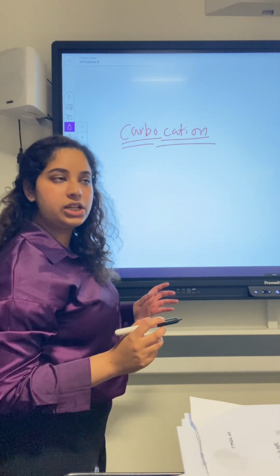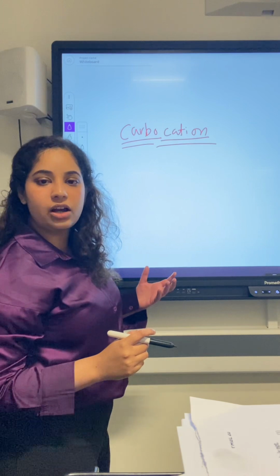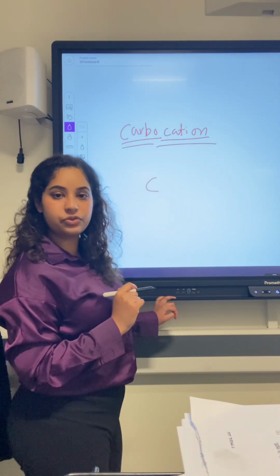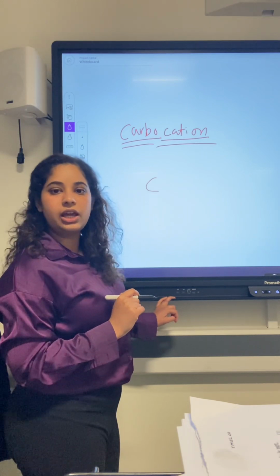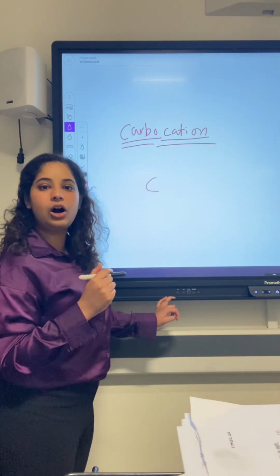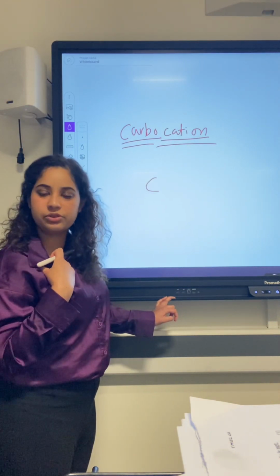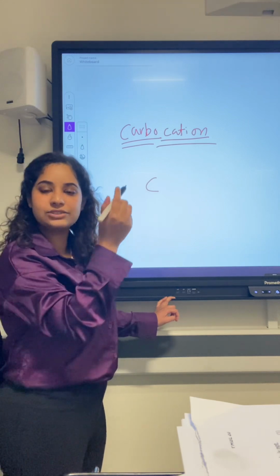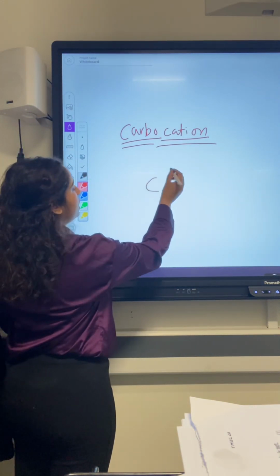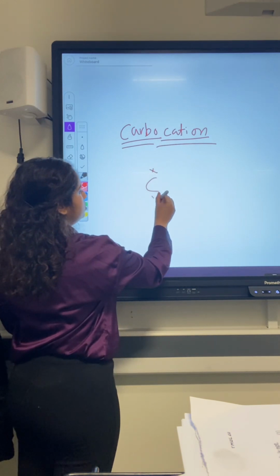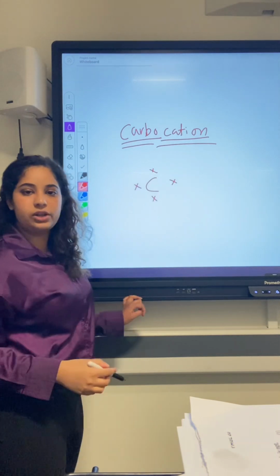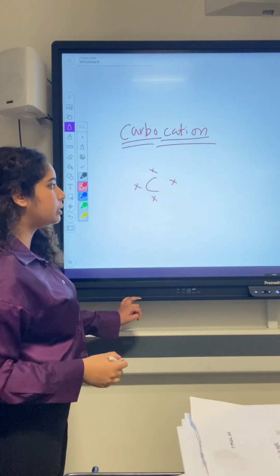To understand that, we need to have a look at the bonding that one carbon atom forms. If you look at your periodic table, carbon is from group 4, okay? The group number indicates the number of electrons in the outer shell of an atom. So if carbon is from group 4, it has 4 electrons in its outer shell. This is what it would look like: 1, 2, 3, 4. So we've just drawn the 4 electrons in the outer shell of carbon.